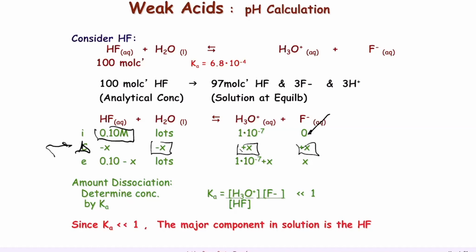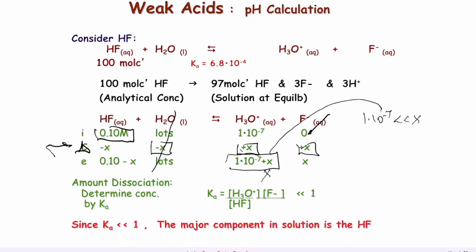So at equilibrium, the HF concentration is 0.1 minus X. We don't have to worry about water because it's constant. The amount of hydronium that forms is going to be 1 times 10 to the minus 7 plus X, and the amount of fluoride that forms is plus X as well. Now, what we're going to do here is assume that 1 times 10 to the minus 7 is so much smaller than X that we're going to ignore it, and we're just going to make this X right here. We can make that assumption because in most parts, 1 times 10 to the minus 7 is a small number.